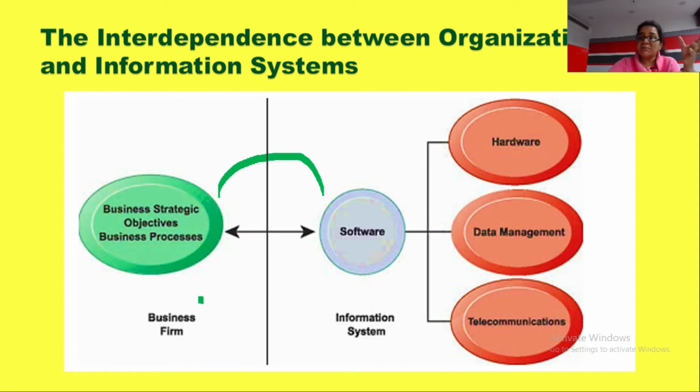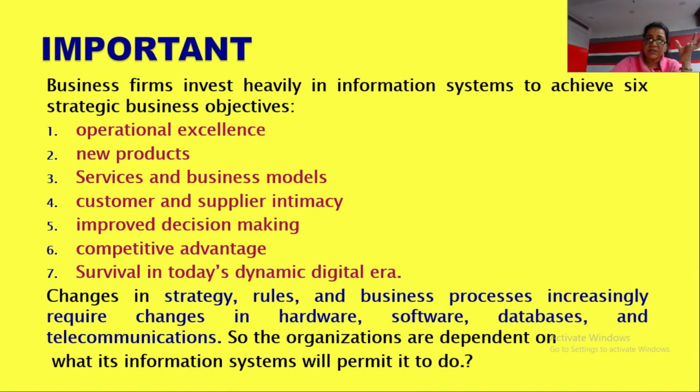Why are these firms using information systems? Why are they investing money in these information systems? Because there are six important objectives which are to be achieved by the organization to reach the global level in the market. They require operational excellence. They need new products to be launched in the market. They need to come up with new services and business models. They need to keep the customer and supplier happy, and both must have a good intimacy, that is, customer and supplier intimacy. They should have better decision making, competitive advantage, and survival in today's dynamic digital era.